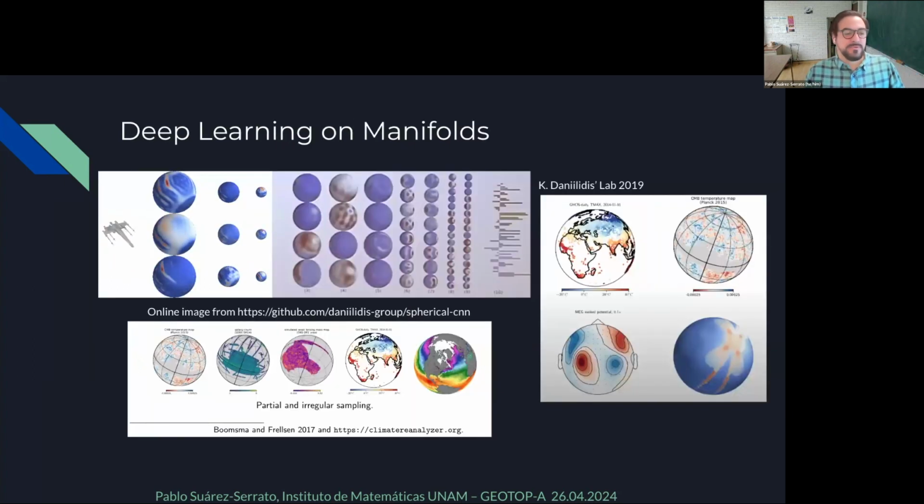Now, if we stop thinking about genus for a second and different changes in topology and think about one of the simplest manifolds that is not a flat plane, for example, the sphere. Already on the sphere, there have been very interesting developments in deep learning. These are images from Kostas Daniilidis' lab and are available on the GitHub repository where they host these spherical CNN implementations. So here you could see a spaceship and how it's being recorded in different filters in this spherical convolutional neural network. And then these filters are moving from one layer to the next.